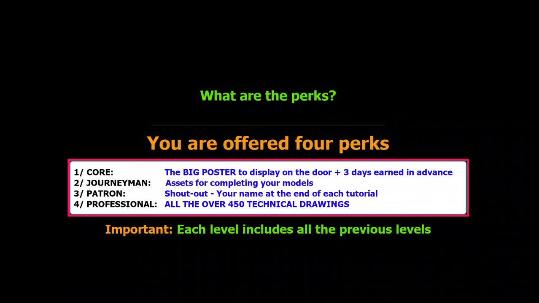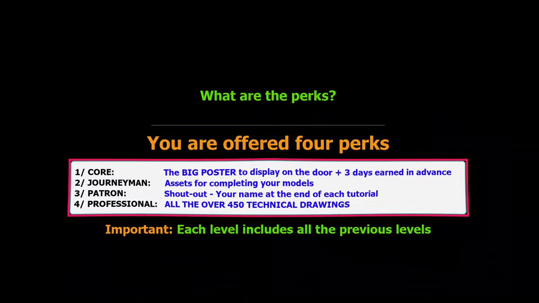Core gives you access to big poster, which you can physically obtain through a printing house. Journeyman provides resources for completing parts when creating assemblies. Patron serves to mention your name at the end of each tutorial. Professional gives you the opportunity to own and use all the technical drawings of the tutorials. It's important to learn that each level includes all the previous levels.